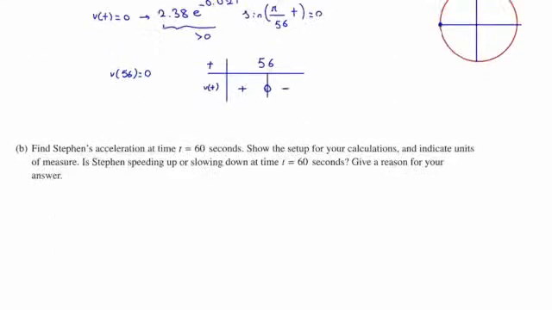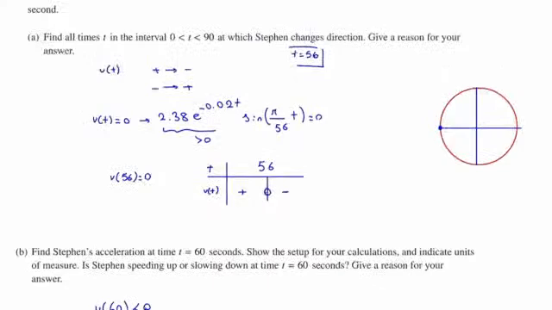Okay, if you consider time t equals 60, we know after 56 it is 0, so v of 60 is less than 0. Now we should also calculate a of 60 to see if it is positive or negative. At first we can answer what the acceleration is, then we can answer whether Stephen is speeding up or slowing down. A of 60 is v prime of 60. And we know that v of t is what?